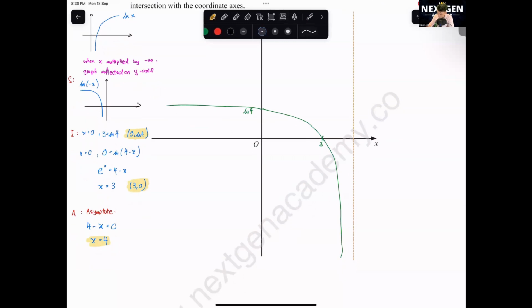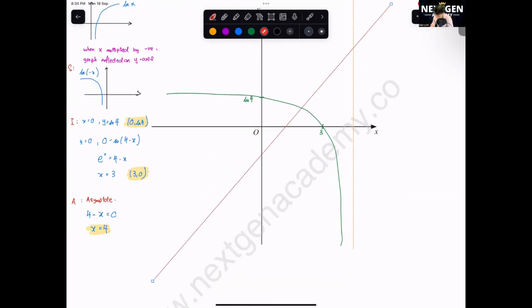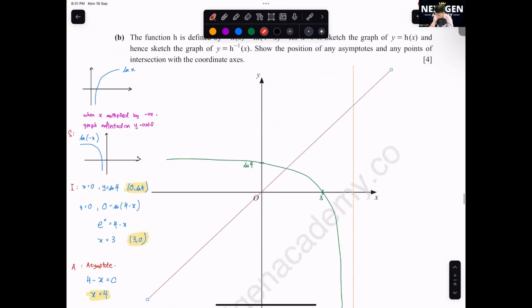Okay, make sure you label it down as well. Okay, this is x equals to 4. The next thing that we need to do is draw the y equals to x line. Like this, you go through nicely in the middle. You need to draw the asymptote because in the question they state it. That's why they give you up to 4 marks here.